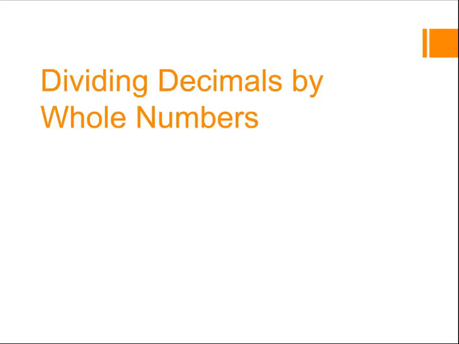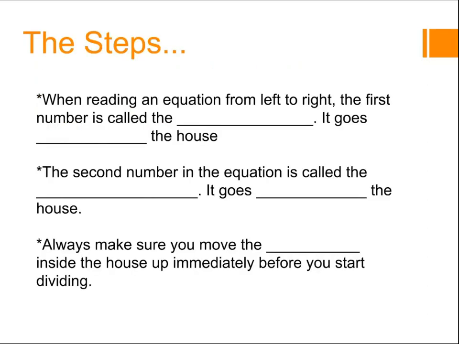Dividing decimals by whole numbers is very similar to dividing a whole number by a whole number, except there's one little change. But first, let's review some vocabulary. If you have a division problem, say 12 divided by 2, when you're reading this equation from left to right, the first number is called the dividend. This is the number that you are putting an end to. You are breaking it down into separate groups.